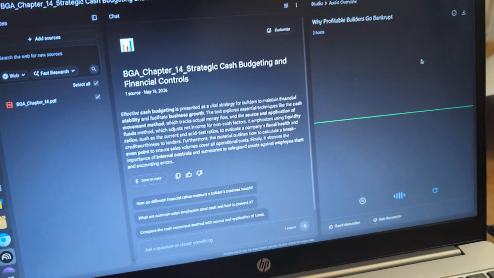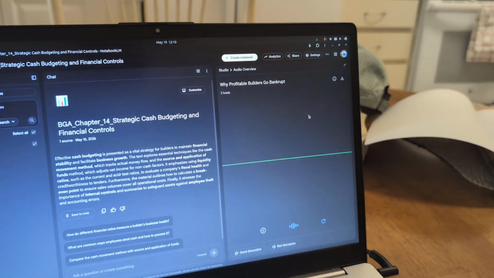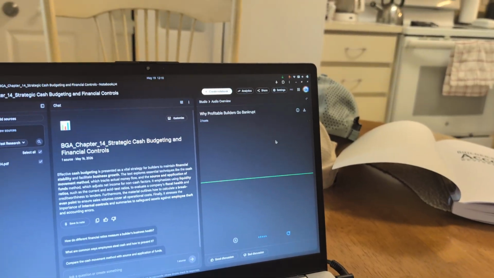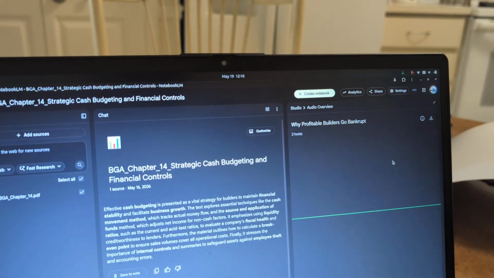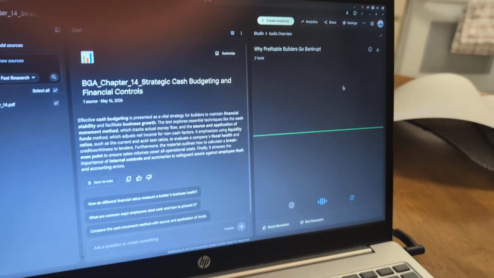Yeah, can you explain the 5 cash positions of cash strength and liquidity of a business?